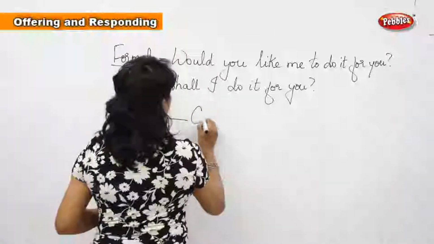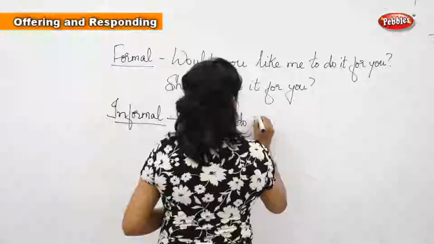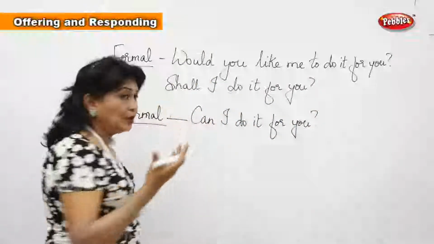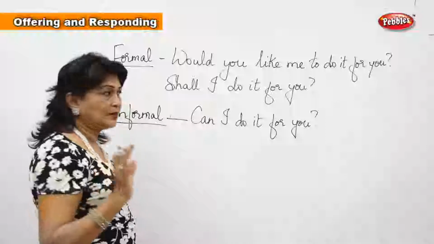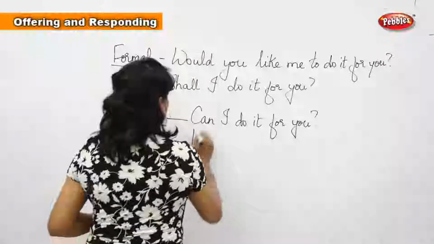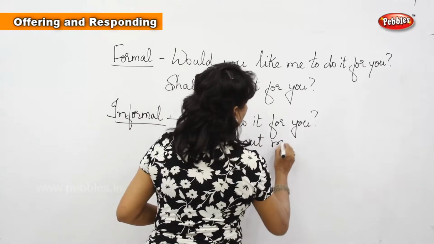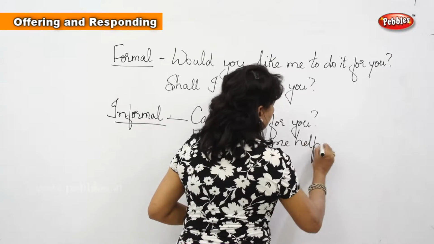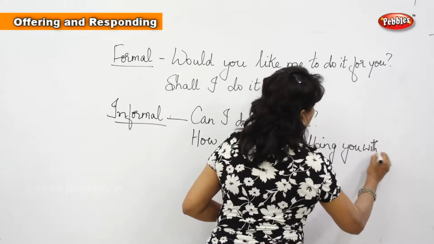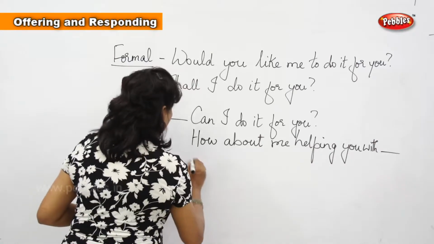Okay, now here you ask, can I do it for you? You don't say, would you like me to, or all this, okay. These are for formal situations. This is for informal situations. How about me helping you? With some work, okay. Or next, I'll do it for you.